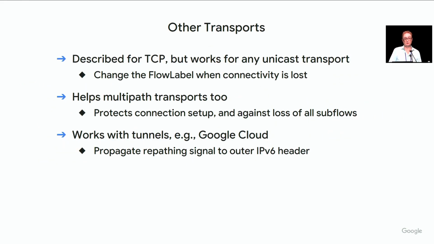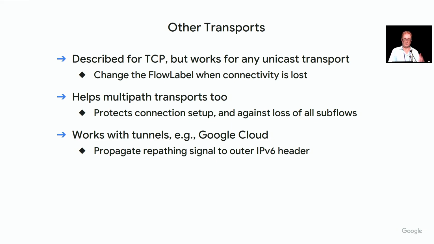So far, I've talked about TCP to give you a concrete example, but it should be clear that these ideas apply much more broadly to any unicast transport. All you need to do is in the transport, when you recognize there's a connectivity issue, change the flow label. That includes multipath transports, by the way, where you're concurrently using multiple paths. You can add the PRR technique to the multipath transports to help protect connection setup from problems, as well as to protect against the loss of all subflows. So you don't need to use a multipath transport for reliability reasons.